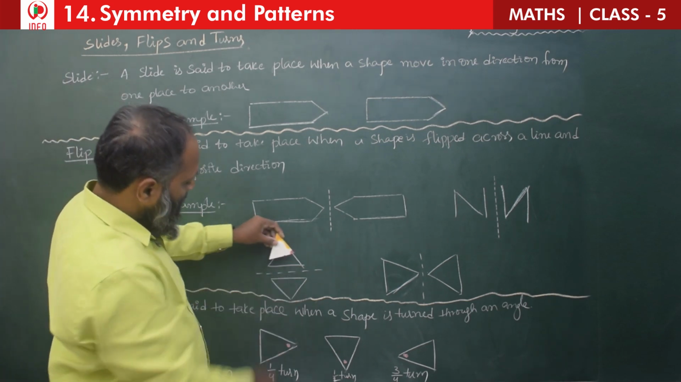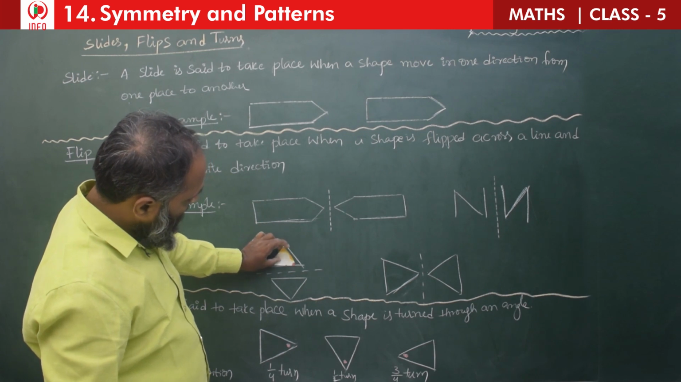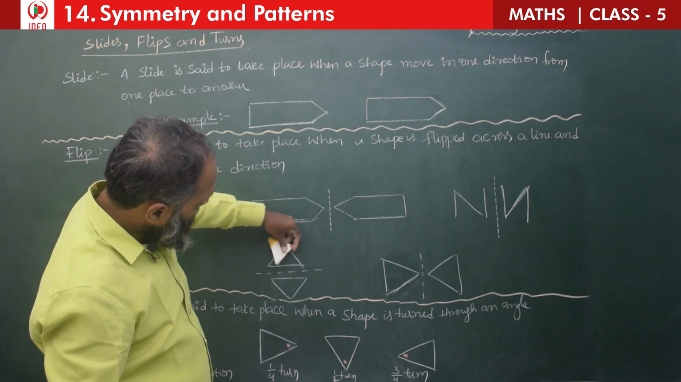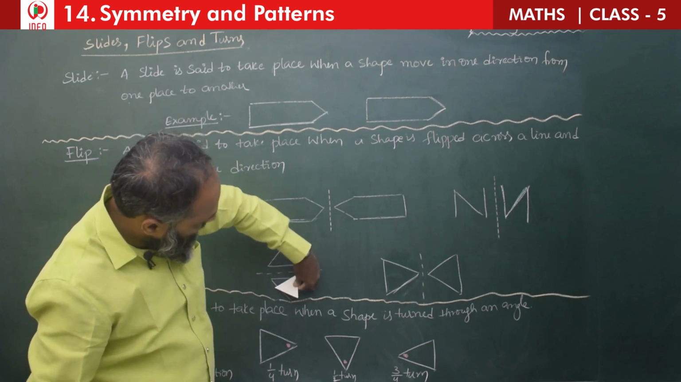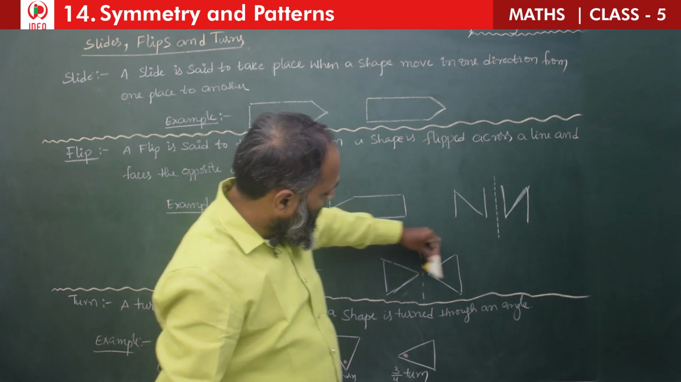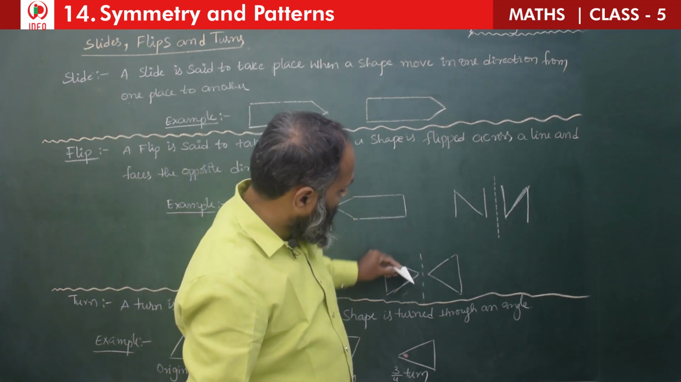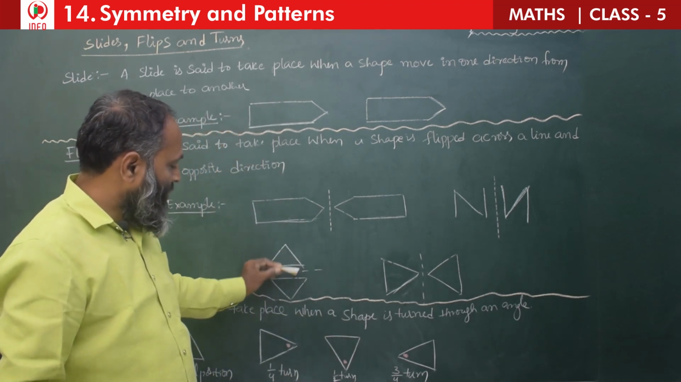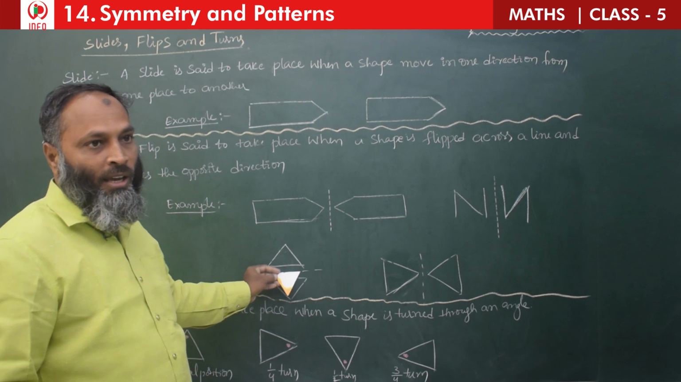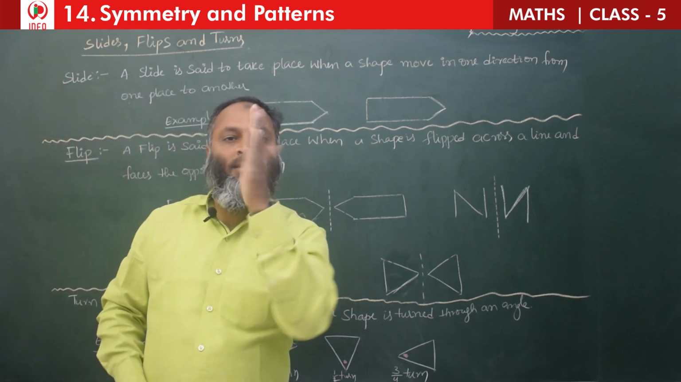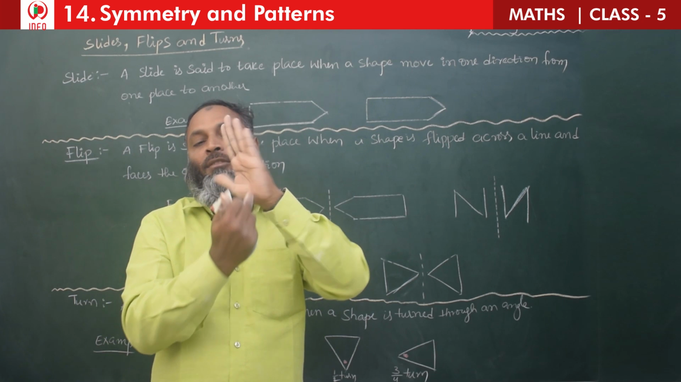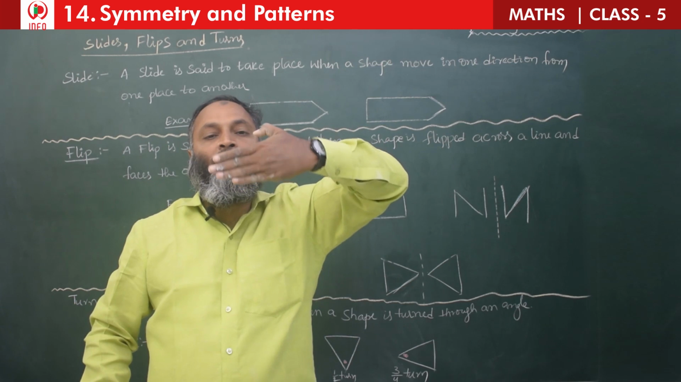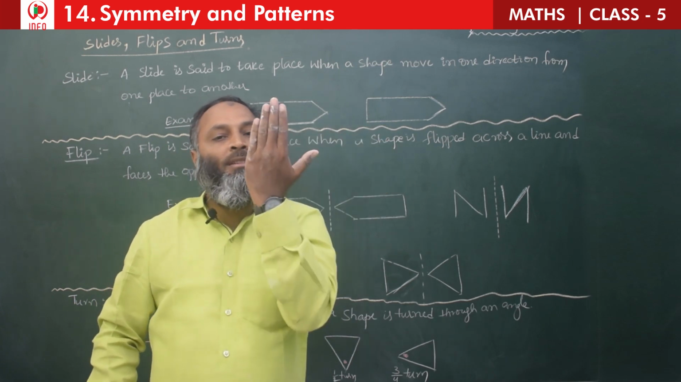Here, this is the triangle. When you flip, how is it? If you flip like this horizontally, you will get it like this. If you flip vertically, you will get it like this. This is a vertical flip, and this is a horizontal flip. Now this is the face. If you flip, you will get the opposite direction. If the face is like this, then you flip it like this. This is a horizontal flip, and this is a vertical flip.